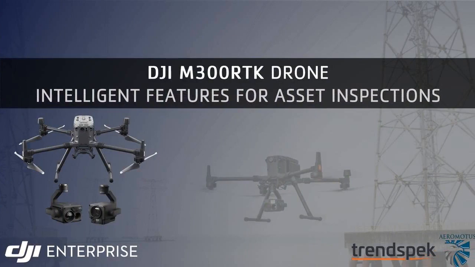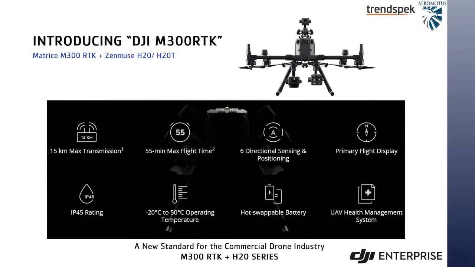To give you a brief showcase on the M300 intelligent features that could be helpful for asset inspections. M300, as most of us would be aware, is the most advanced commercial drone platform launched ever, launched by DJI a few months back. The key features that would benefit us in commercial inspections for assets and critical infrastructure. First is the 15-kilometer maximum transmission range. It's got the maximum endurance in the flight time, that's 55 minutes.